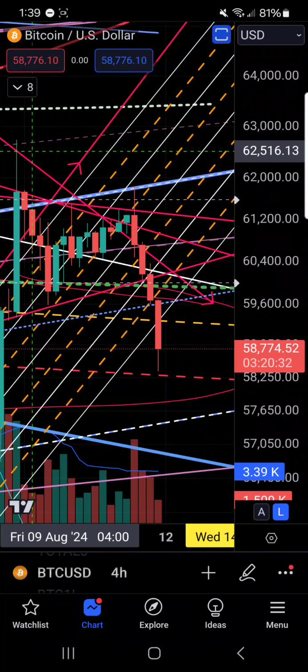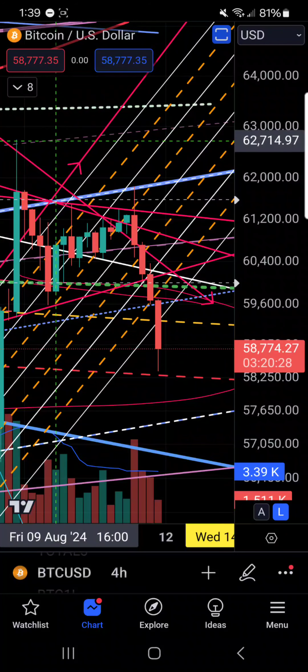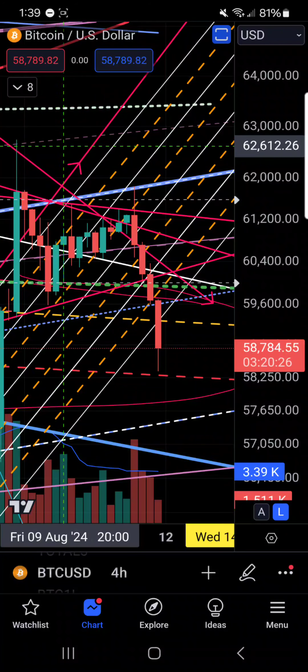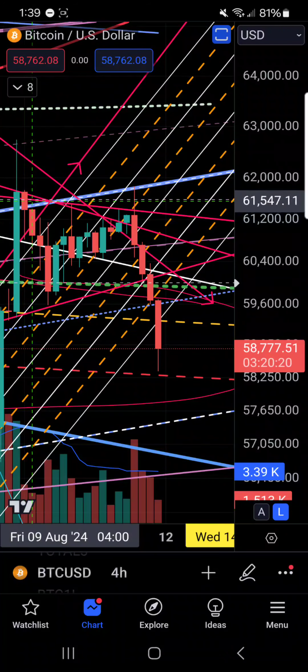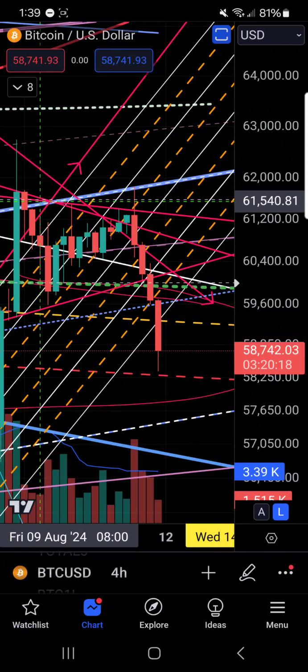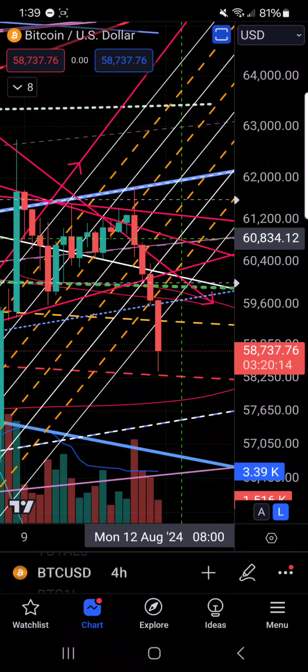Remember in the beginning I showed how I split that one channel? That's the center line right there of that channel. So we came up right there, tried to hold it. When we couldn't, we fell back down, tried to hold the top of the blue channel as support. We couldn't, and we fell through that. And where did we fall to?